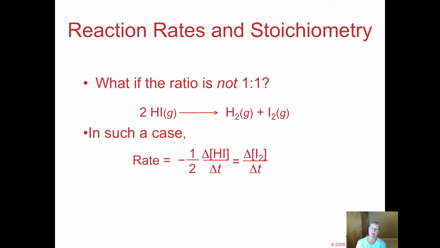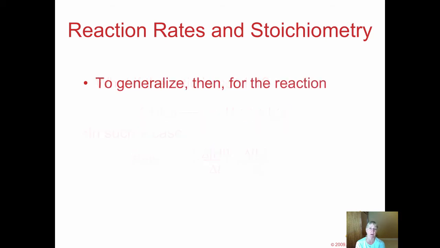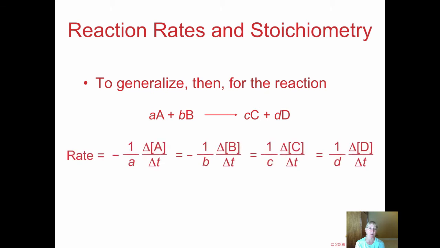You could measure the rate based upon the appearance of iodine. This time, notice there is no fraction in front of the change in iodine over change in time, because the iodine is appearing, not disappearing. It's a positive value. So in a generalization, if you have an equation that looks something like this, where the small letters represent the coefficients, the rate could be expressed as the negative of the inverse of little a or little b multiplied by the change in concentration of the reactant A or reactant B, each divided by the change in time.